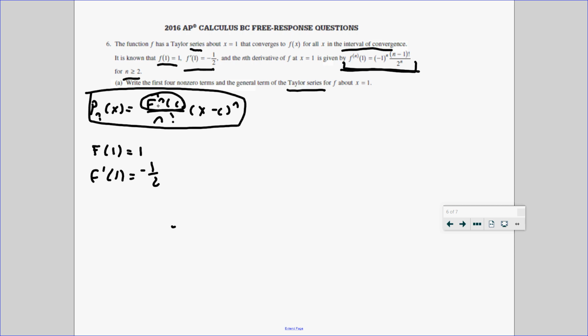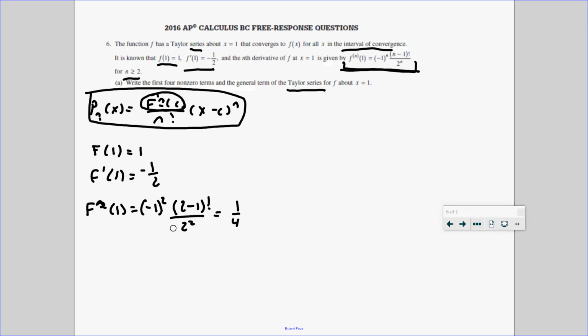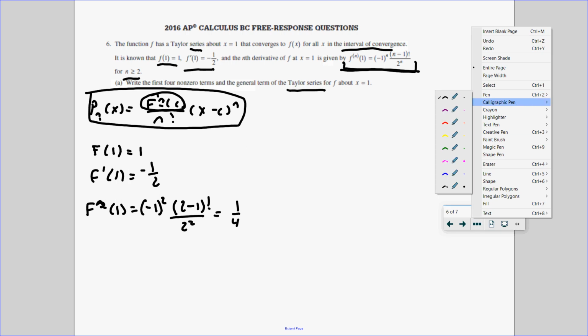So here n is 1, right? When n is 2, now we have to use our formula. That becomes negative 1 squared times 2 minus 1 factorial over 2 squared. And if you simplify this, we just get 1 over 4. Sorry, that is not a negative there. That is not a negative. So let's get rid of that so it doesn't look confusing.